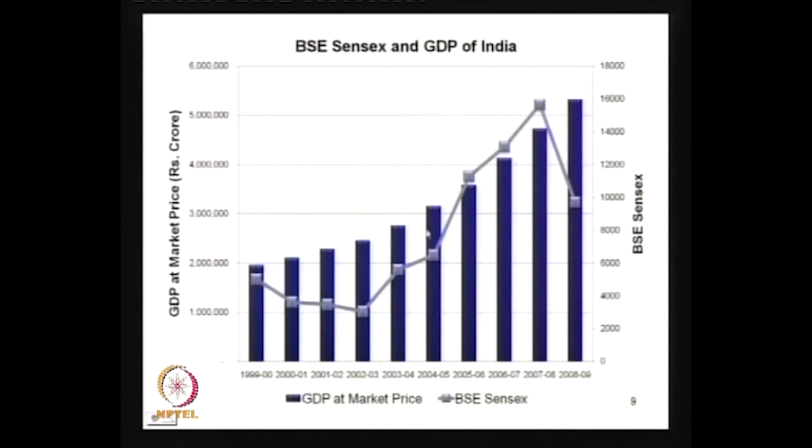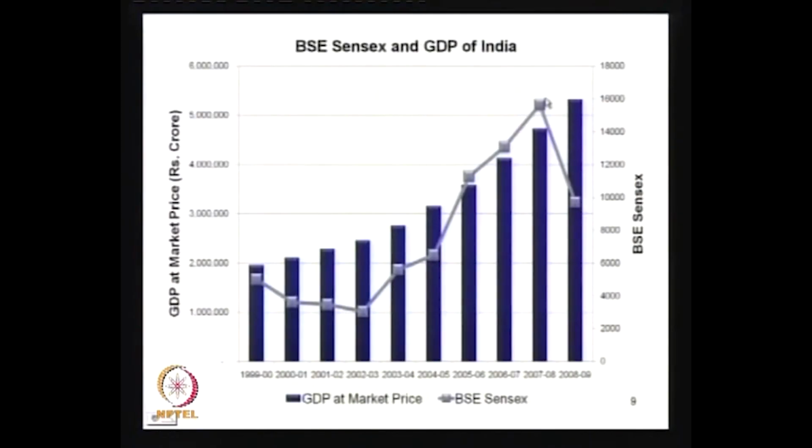This is also provided by another graph, the BSE Sensex. The Sensex value, which was around 5,000 plus, declined in some period of time, then slowly increased. In fact, the increase is much higher compared to the growth in GDP, and there is a fall in the Sensex in 2008-9, which was driven by the likelihood of recession and its effect on the Indian economy. The share prices have fallen from the 2007-8 peak to 2008-9, and it has now increased.